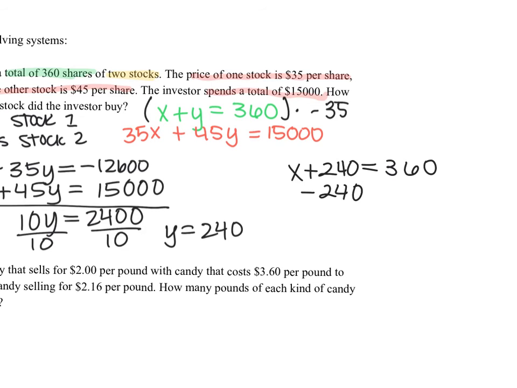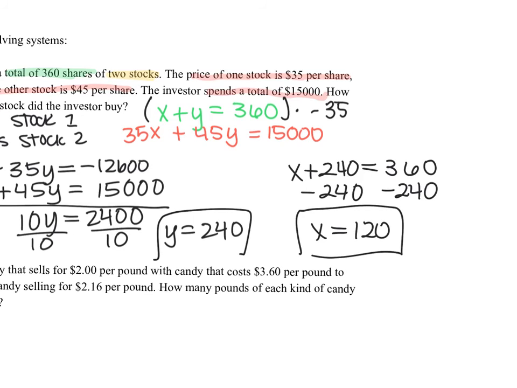So I'm going to subtract 240 from both sides. I'm going to get x equals 120. So again, I can only leave this as x equals, y equals because I've defined my variables. If I didn't define my variables and I just started with two equations, I would have to write my solution as a sentence telling me how many of each share I purchased.